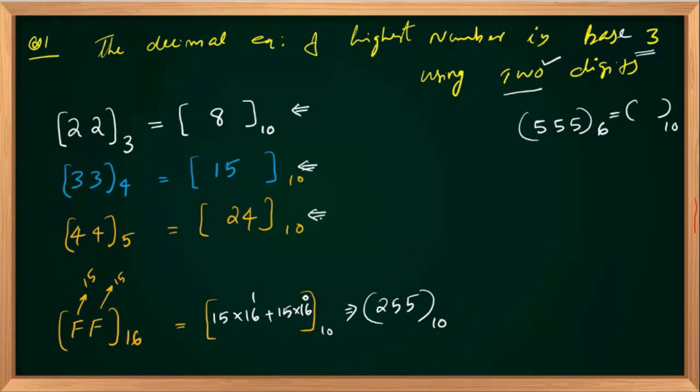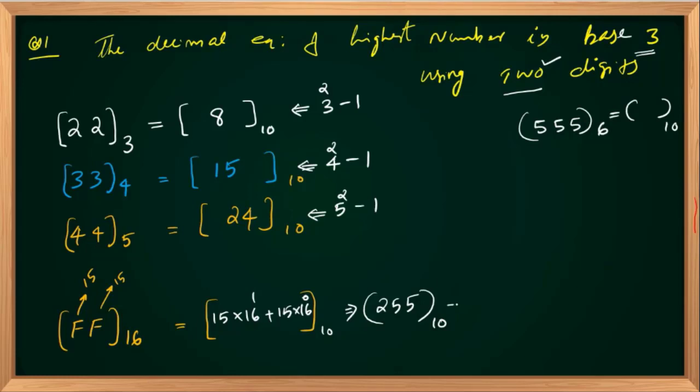Let us check that. 2 to base 3 was 8. Here the base was 3. So 8 is nothing but 3 square minus 1. Second case, base was 4. So that is 4 square minus 1. 16 minus 1 is 15. Here the base is 5. So 24 is 25 minus 1, 5 square minus 1.